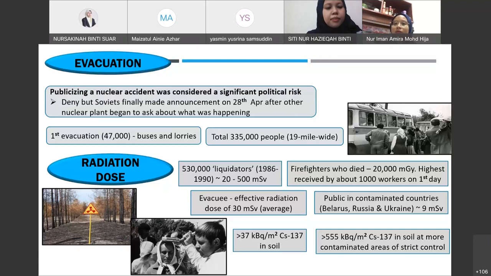Okay, the first evacuations involved 47,000 people using buses and lorries. 335,000 people in total have been evacuated, covering 19 miles wide around the reactor.